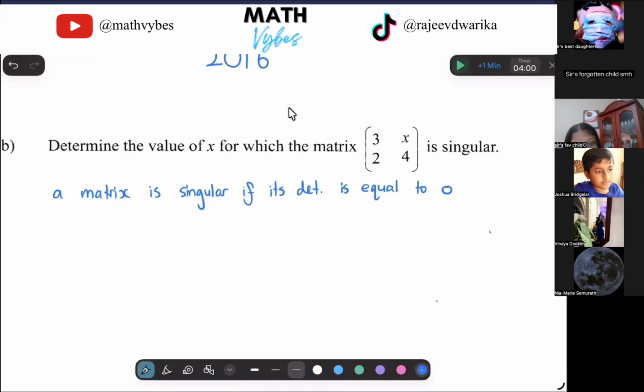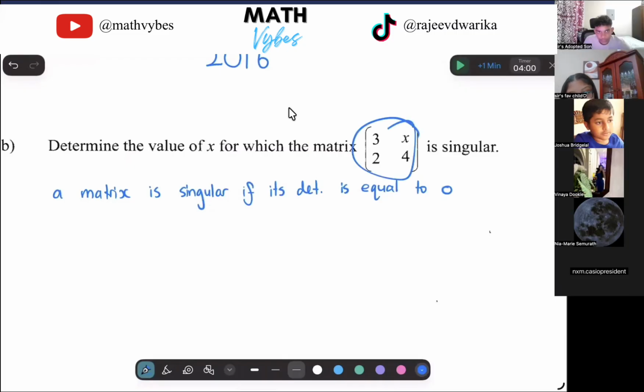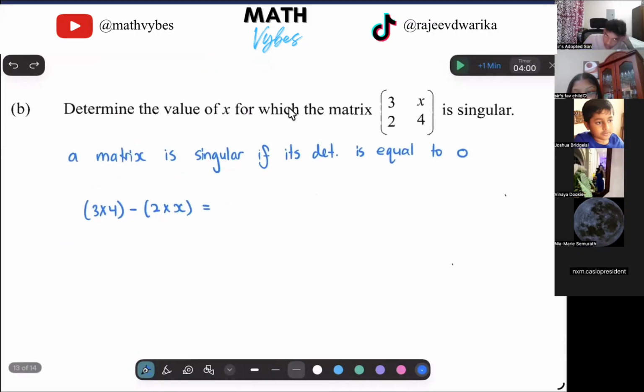So, Samir, how would I find the determinant of this? You have to multiply 3 by 4. Mhm. Take away x by 2. Well, x multiplied by 2. Either way is fine because multiplication is commutative. And we know that entire thing is supposed to be equal to what? If it's a singular matrix, what is it supposed to be equal to? 0. Yeah, equals 0.